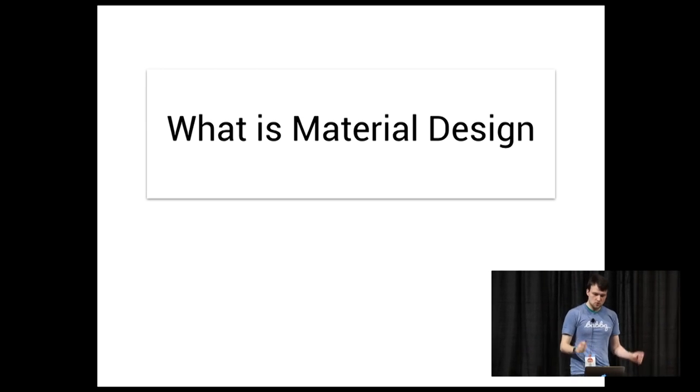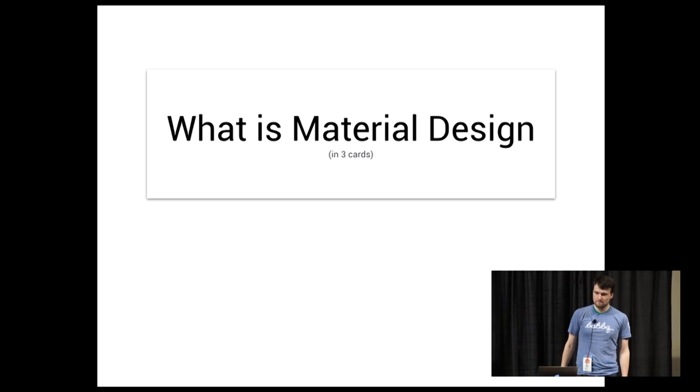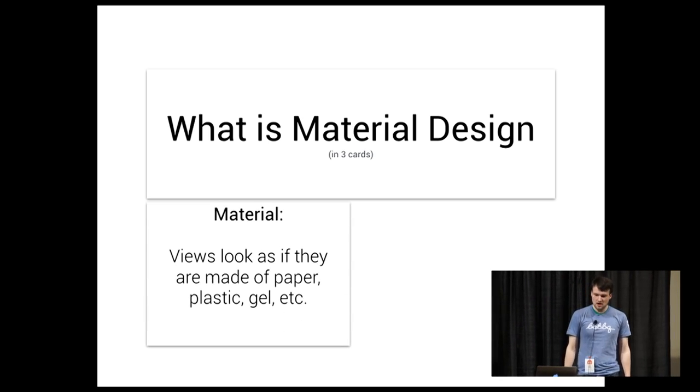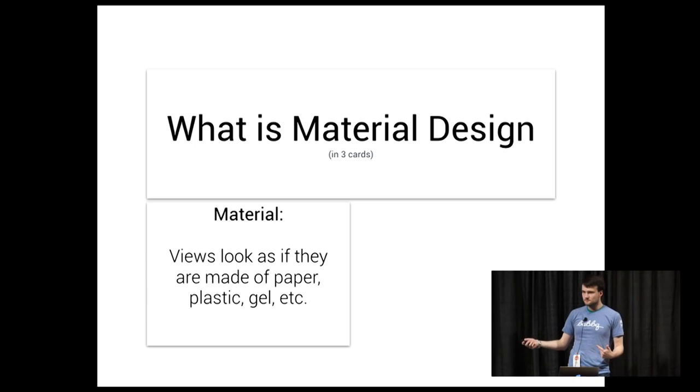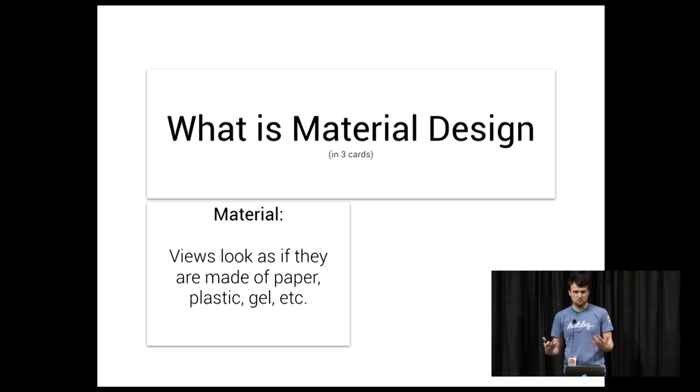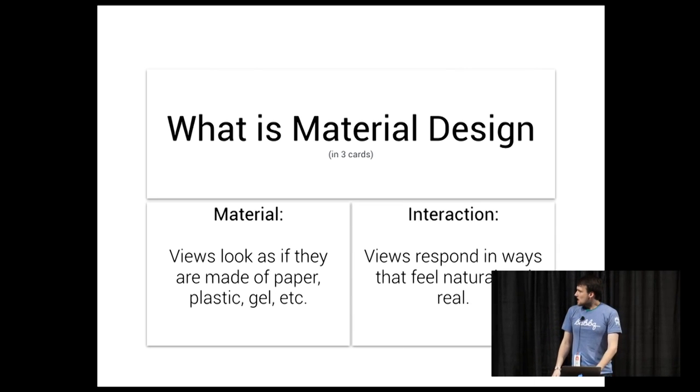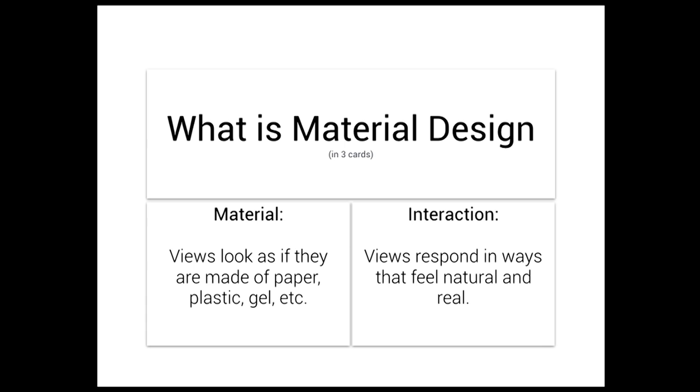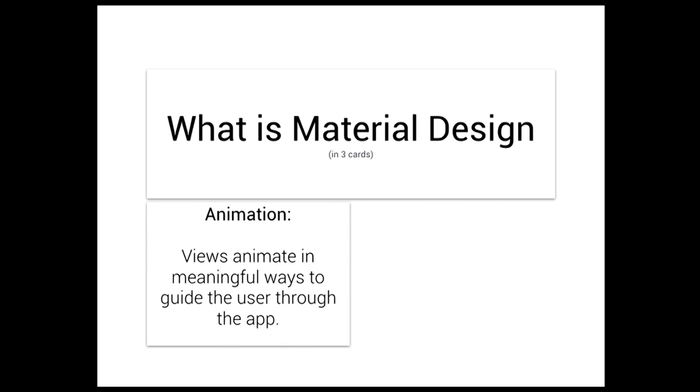For those of you who don't know what material design is, I'm going to explain it in 3 cards. First thing is material design is material. So views look as if they're made out of something real and natural, like paper or plastic or gel. The views then respond in the way that that material would respond. You don't expect a piece of plastic to fold over on itself. So why would the view, if it's made out of plastic, respond as if it would fold over on itself? And animation. Views animate in meaningful ways and guide the user through the app.